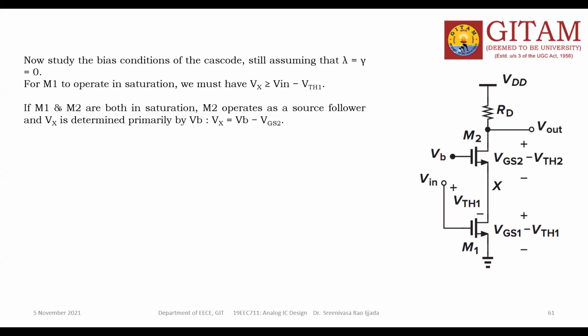Once again, I think the statement is on the slide. If M1 and M2 are both in saturation, M2 operates as a source follower. How can we say that? Whenever both are in saturation, I can replace the M1 transistor with a constant current source. Then it is simply a source follower. Am I correct? So whenever both are in saturation, I can replace M1 with the constant current source, and then it is simply a source follower circuit.